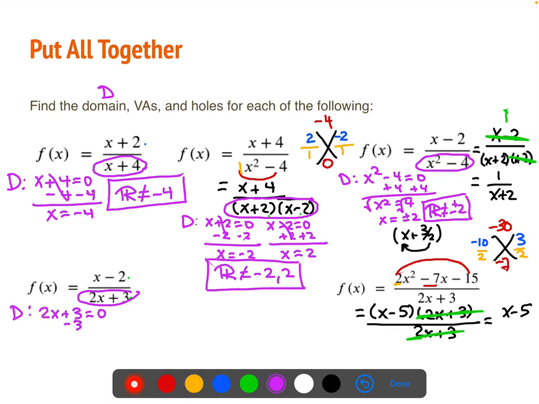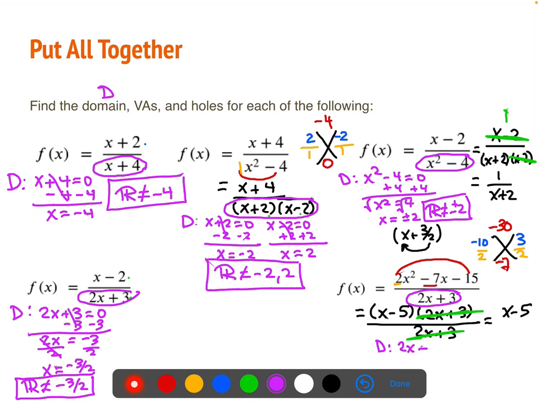And we go over here, set the denominator equal to 0. So domain is 2x plus 3 equals 0. Solve for x. I'm going to subtract 3. Divide by 2 on both sides. So I get negative 3 over 2. So his domain is all real numbers except negative 3 halves.